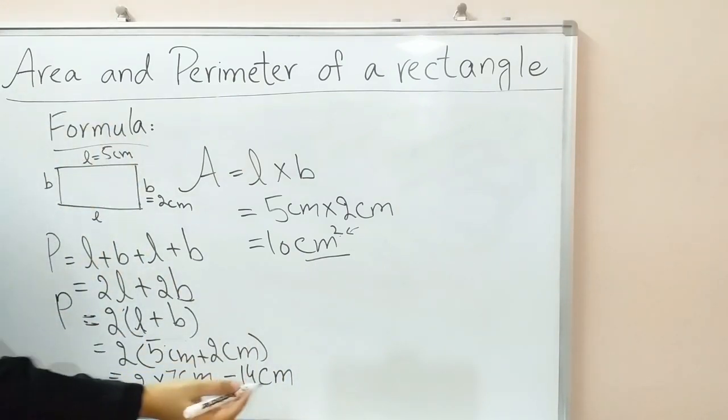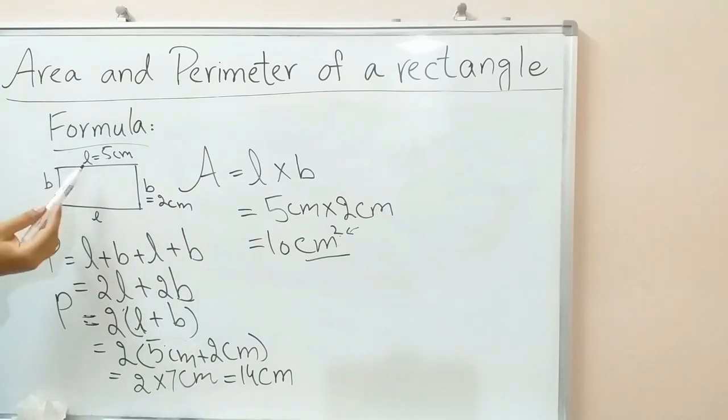So the unit of the perimeter is the same as the unit of the length that is given to you for this shape, because perimeter is also a distance. Distance is a kind of length.